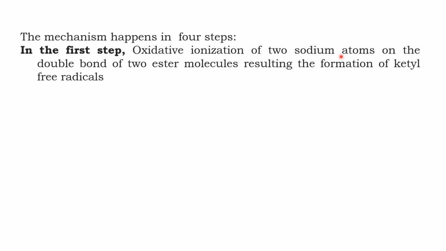Take down. The first step is the formation of ketyl free radical. C double bond O. So polarization occurs. O minus will come, so that the carbon is having a positive charge. To that, an electron from the sodium will be donated, so that the carbon carries a lone electron. Lone means a single electron. That is a free radical.